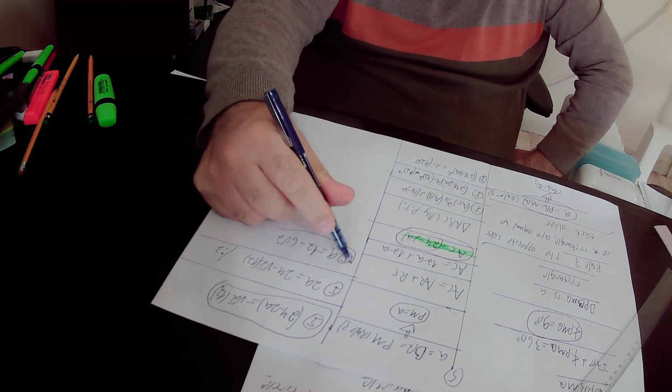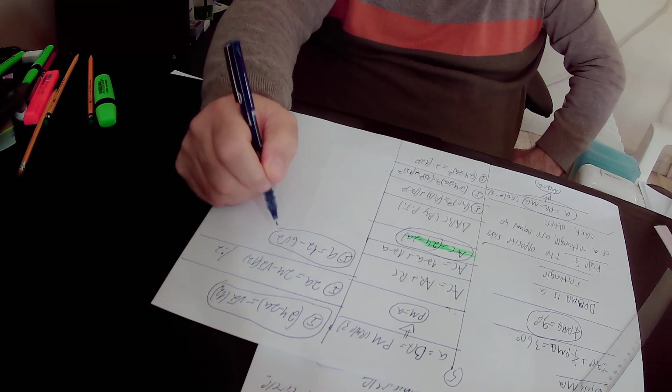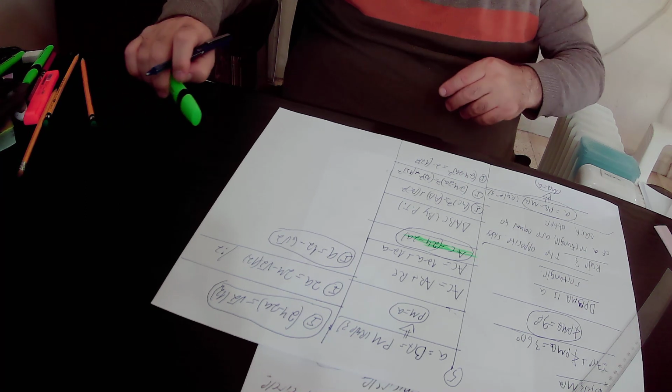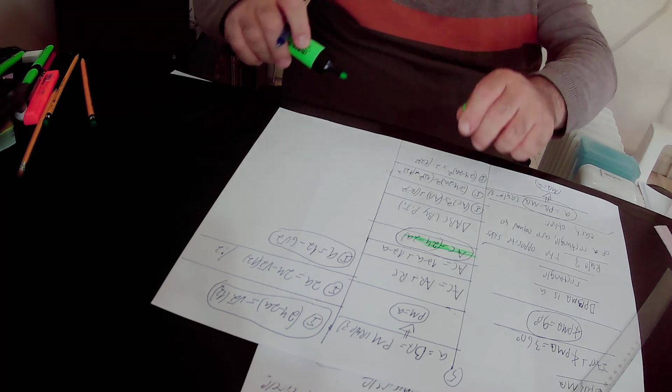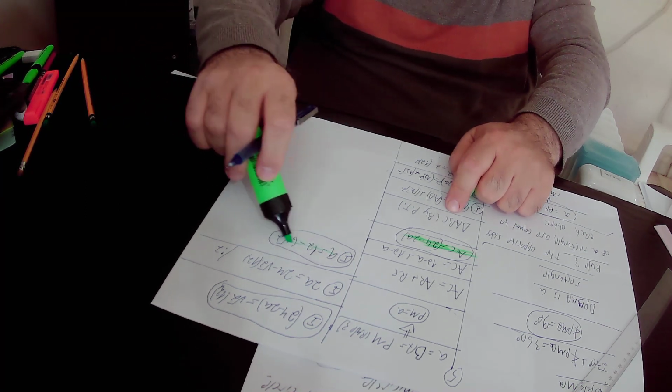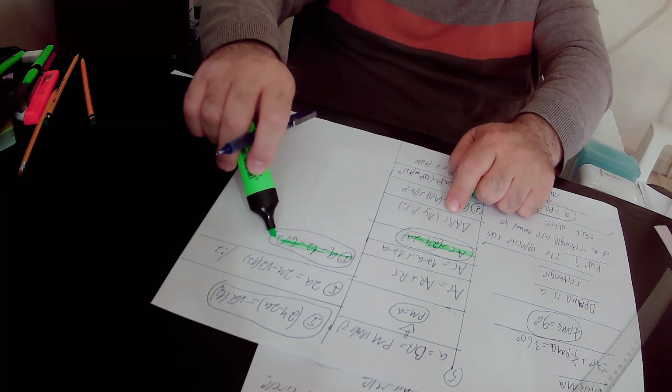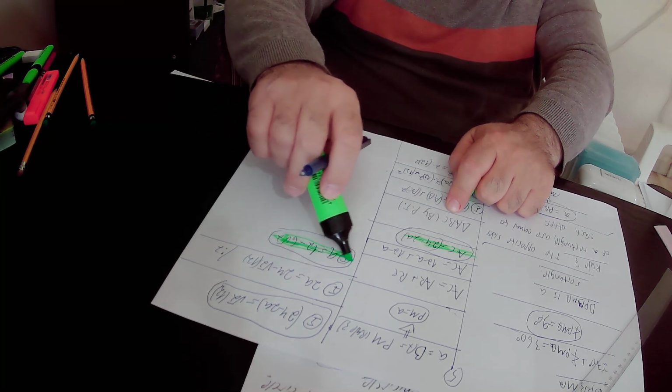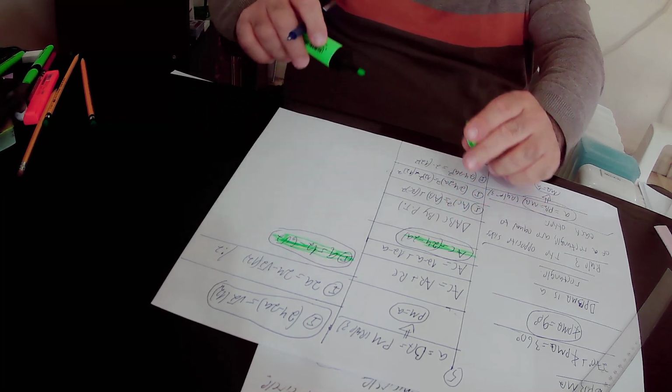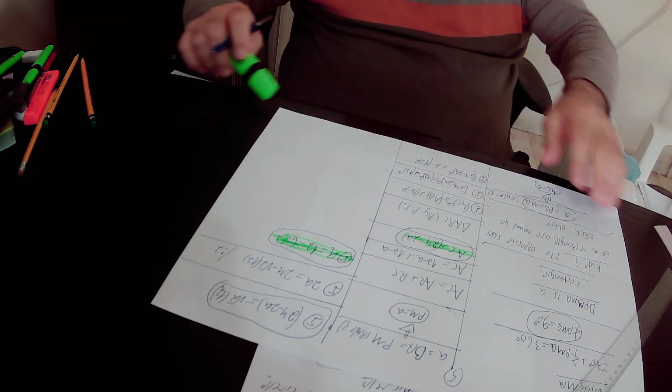So in conclusion, we found out that A, that's actually the radius of the circle, equals 12 minus 6 times the square root of 2. Okay?